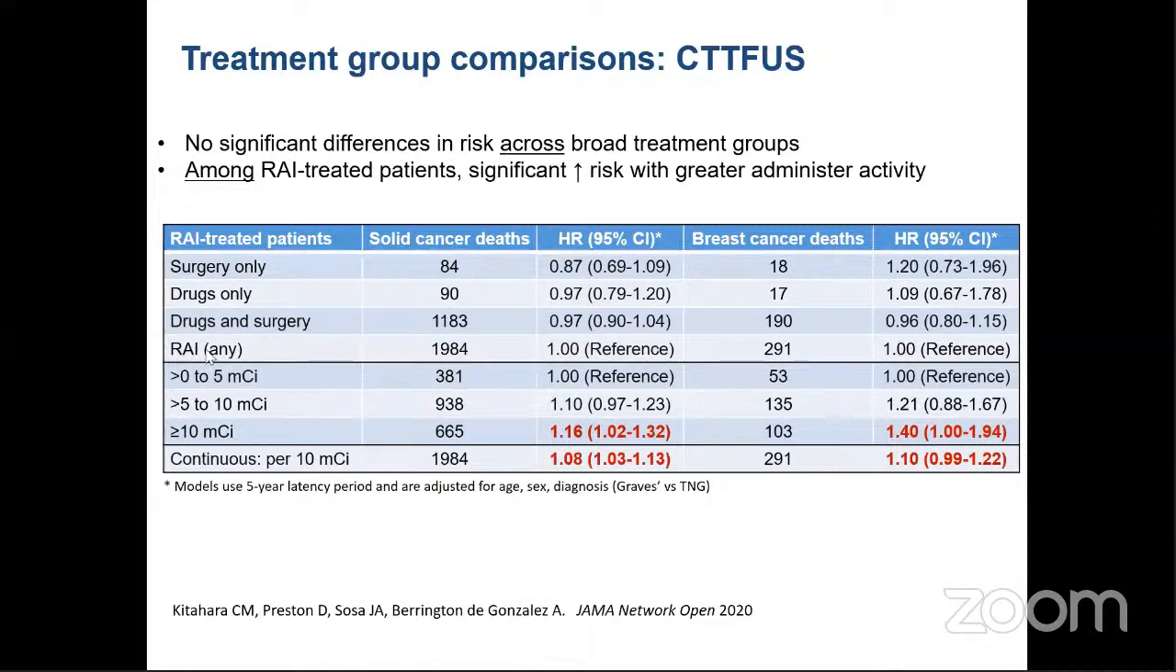Nonetheless, we also show that when we look at the radioactive iodine treated group, the risks increased with greater administered activity, such that for every 10 millicurie administered activity, there was an 8% increased risk of solid cancer death and a 10% increased risk of breast cancer death. So these results were very much in line with our 2019 dose response estimates based on organ tissue doses.